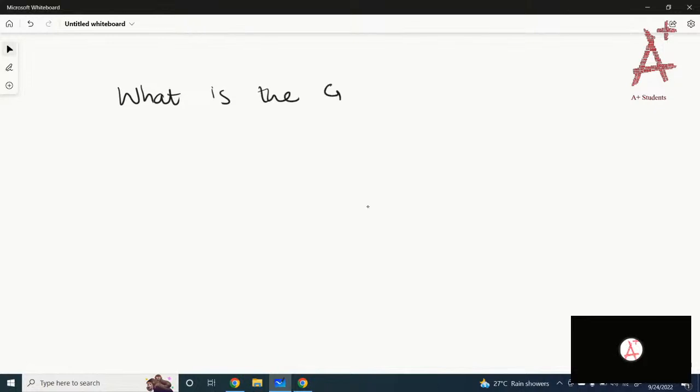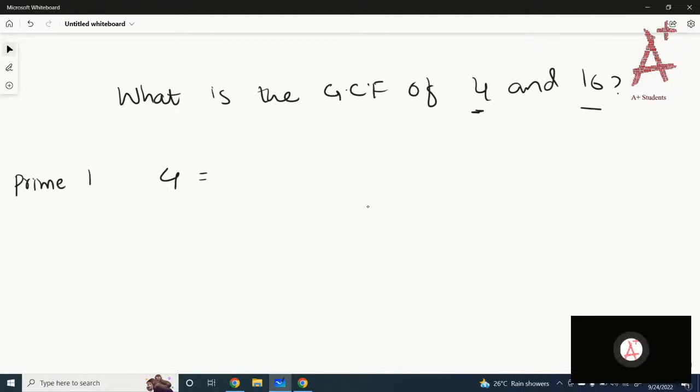What is the GCF of 4 and 16? I'm writing the greatest common factor in the smaller form, that is GCF. Got it? Do not confuse it, it's the greatest common factor. Okay, so we need to write the prime factors of both the numbers 4 and 16. So let's write down the prime factors of 4, and you have to write the prime factors of 16.